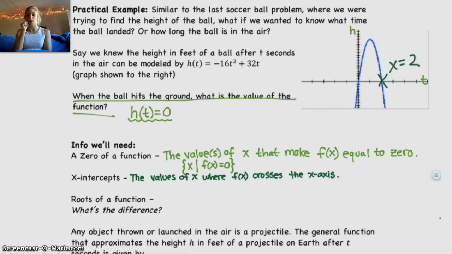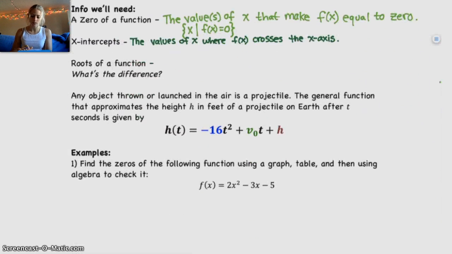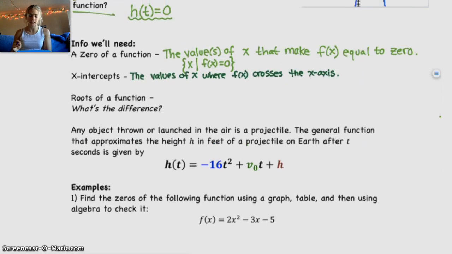So when are they not the same? Basically it's not the same thing if, for example, I have a parabola that looks like this, where it doesn't actually cross the x-axis. I don't have any x-intercepts, because I'm not crossing the x-axis. But I do have zeros. They're just imaginary. So they don't show up on the graph, but there are actual solutions that make the function 0.